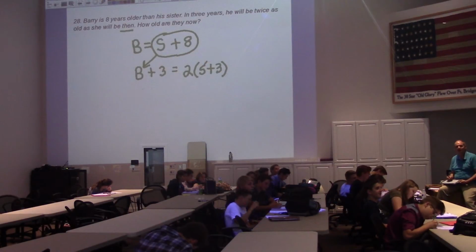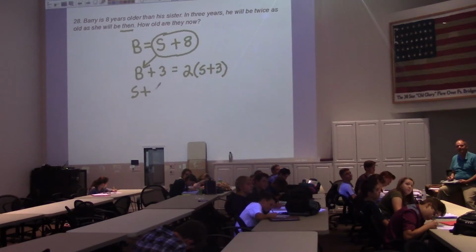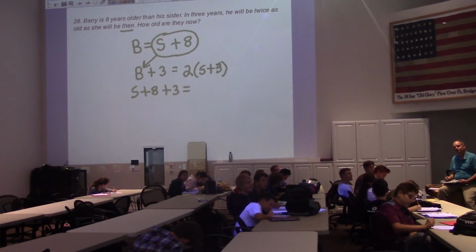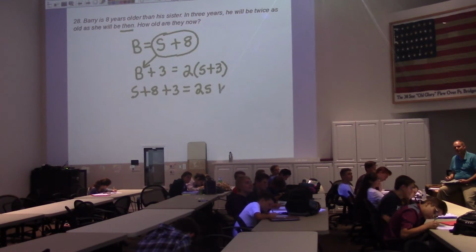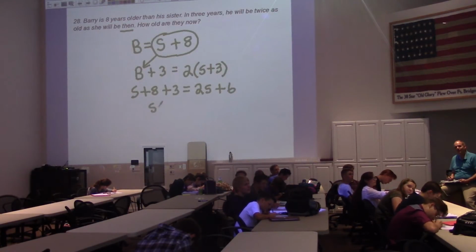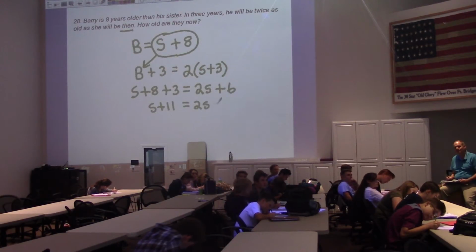Built for substitution, right? So S plus 8 plus 3 equals, what happens on the right side, guys? Distributive property, so would that be 2S plus 6? If you times them both by 2 there. So adding like terms, S plus 11 equals 2S plus 6.